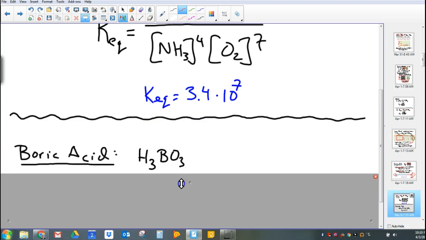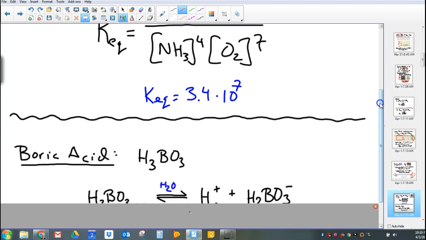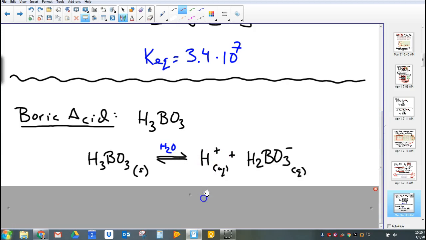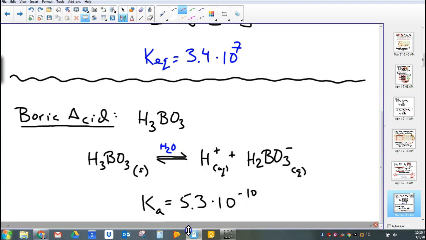Now, another example is boric acid, and it's a dissolution. By the way, boric acid is used as an ant and roach killer. It's a powder. This reaction is the dissolution, the deprotonation of the original molecule, and the equilibrium constant is really small, 5.3 times 10 to the negative 10, which means there's hardly any product at all. The numerator in that equilibrium constant expression is really small. So this is a very weak acid.